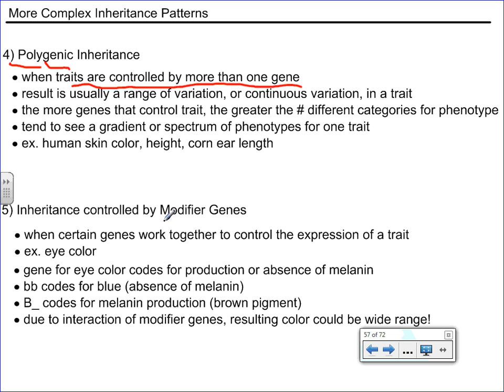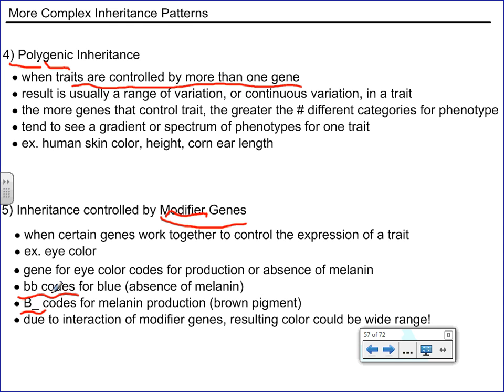Same with this one: inheritance controlled by modifier genes. If you look at the word, modify is in that. Certain genes may help by working with the main genes in order to control the expression of a certain trait. For instance, with eye color, in the activity you did in lab 35, when you were homozygous recessive, little b codes for blue. If you have a big B, it's going to code for a certain amount of melanin production, which is a brown pigment.